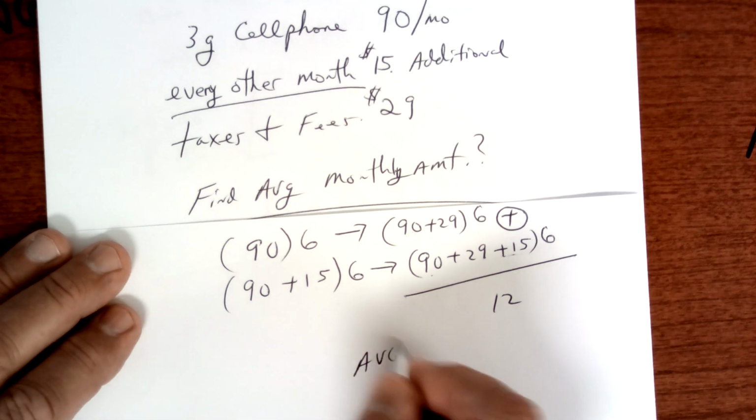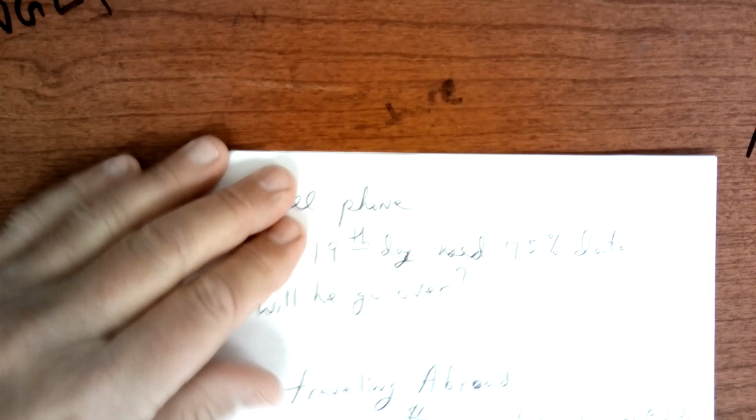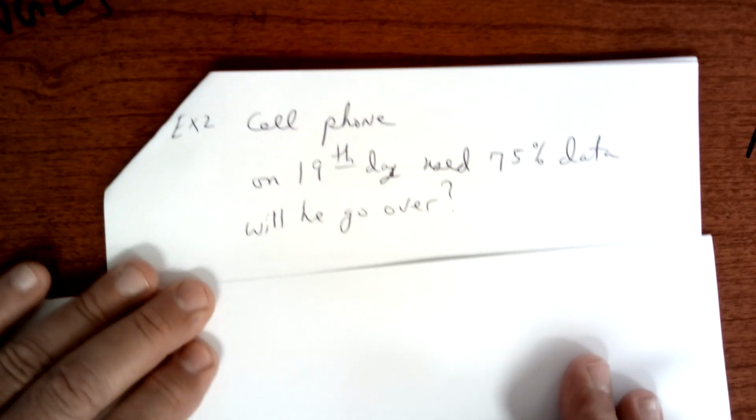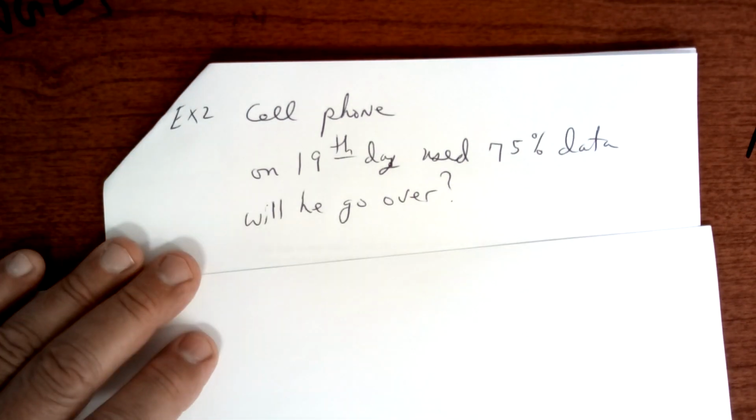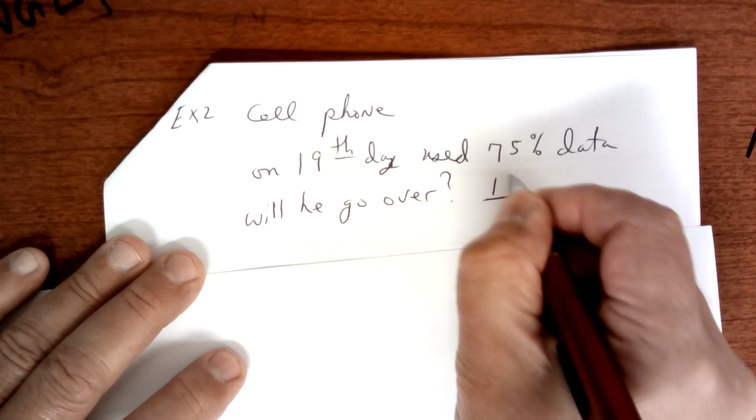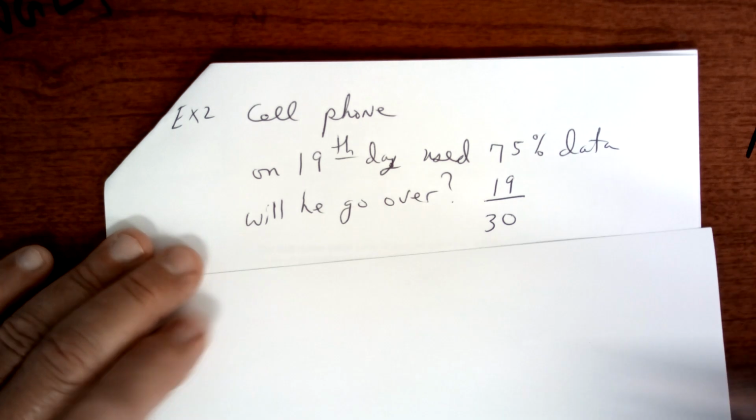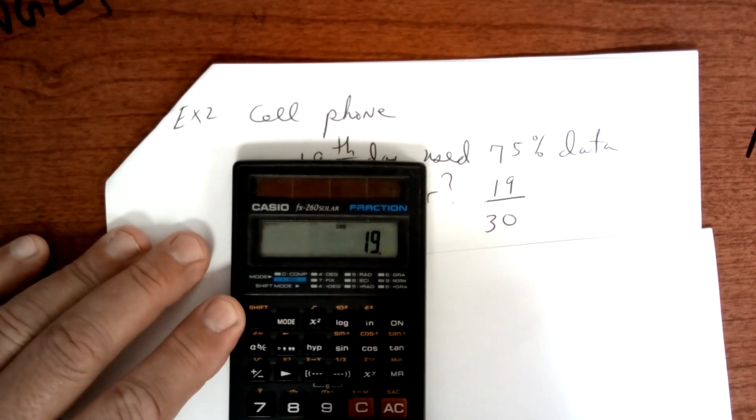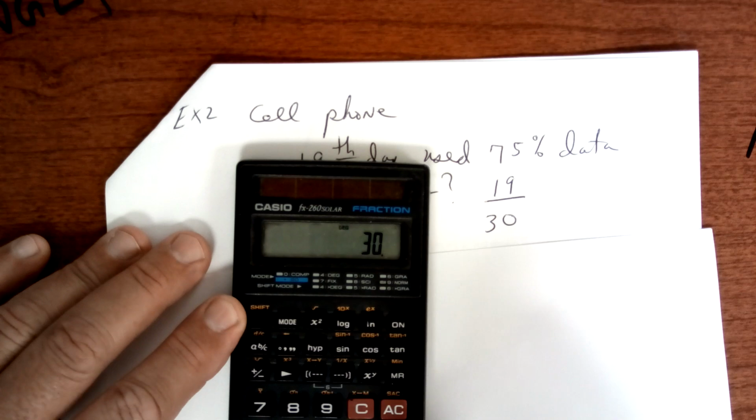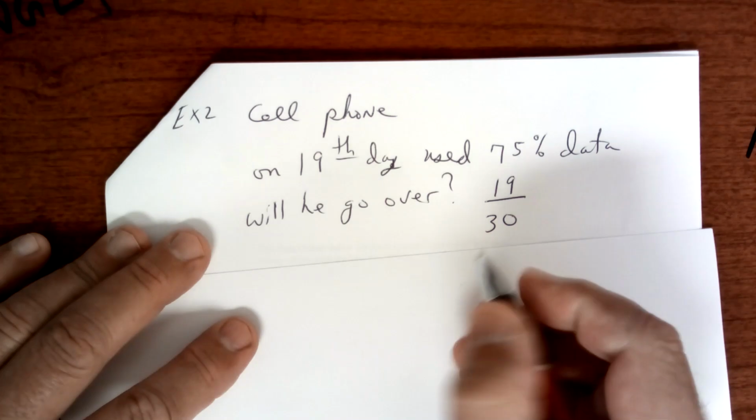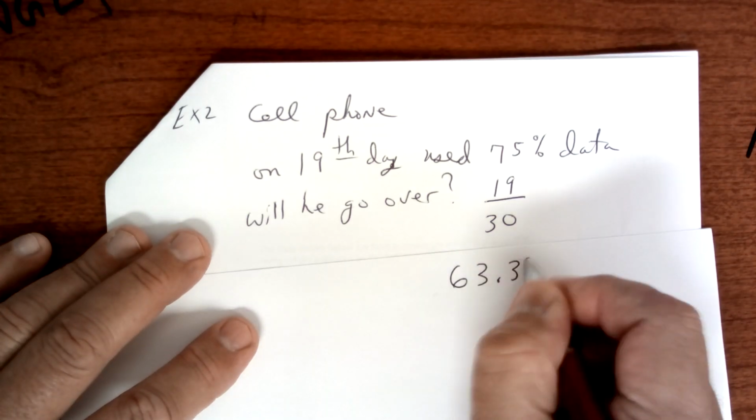Okay? Example 2 is in the book. Let's take a look at that one. Turn the page if you have to. All right, so this person gets an indication that they've used 75% of their data in the 19th day. Will they go over? Well, there's 30 days is the way they figure it, maybe in that particular month. And so if you take 19 divided by 30, they've already used 63.3% of their data.